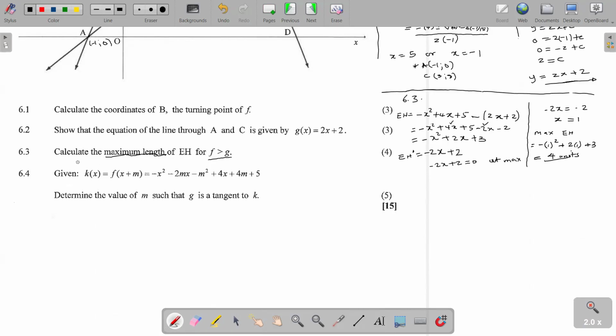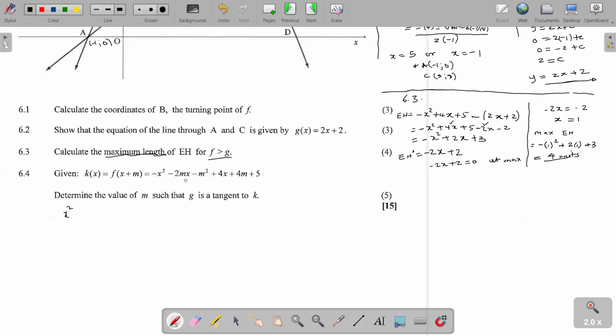Then the last part of the question is saying, given that Kx is equal to Fx plus m, which will be equal to minus x squared minus 2mx minus m squared plus 4x plus 4m plus 5. Then the question is saying determine the value of m for which g is a tangent to k. So we have to take k, we write it in standard form. So where x is squared, we have only that term. So we are going to have x squared.